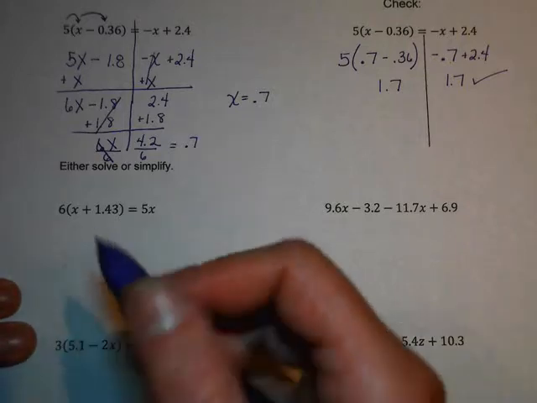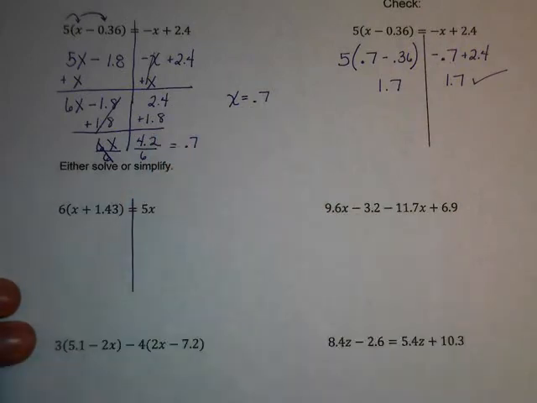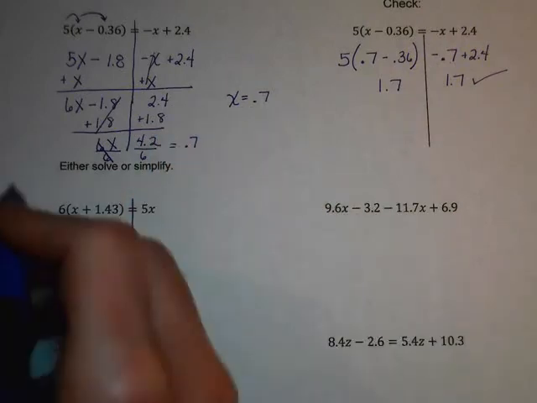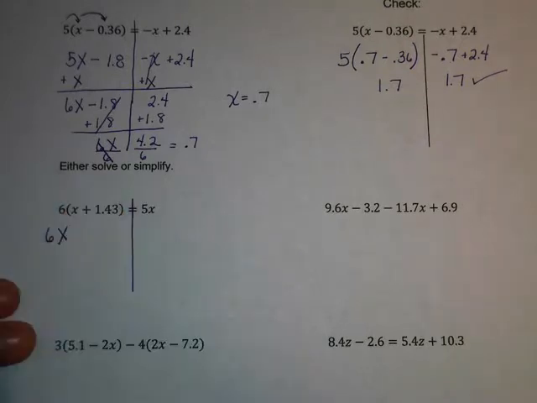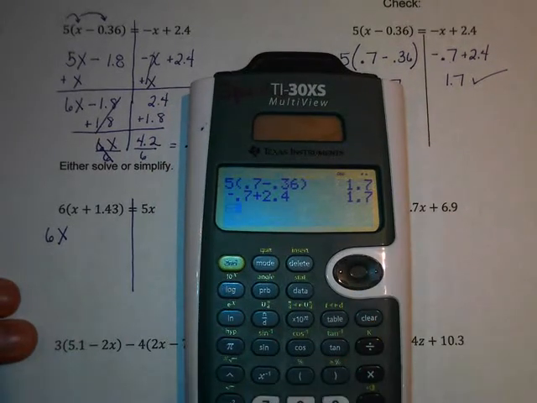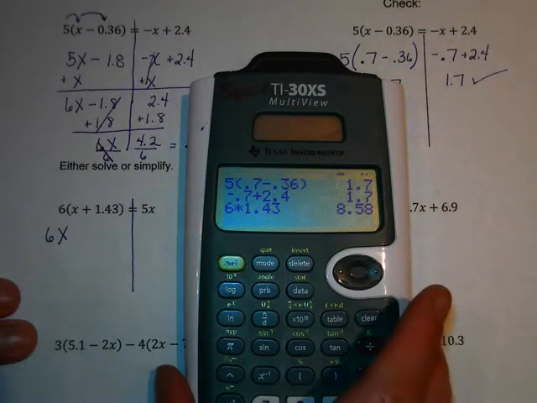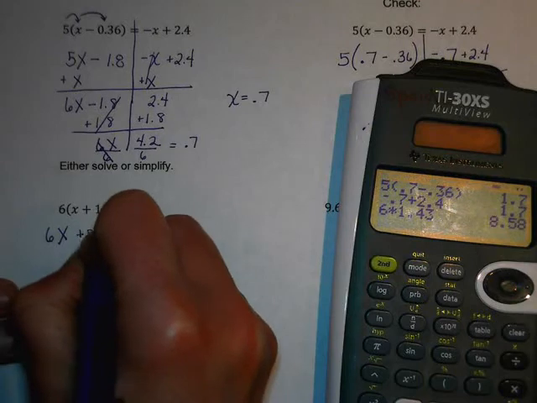Okay, the way I think about it is that there's an equal sign. There's my wall. So what I do to one side, I have to do to the other. So let's get rid of the parentheses. Let's take our 6 times our 1.43. And so that'll give us a positive 8.58.